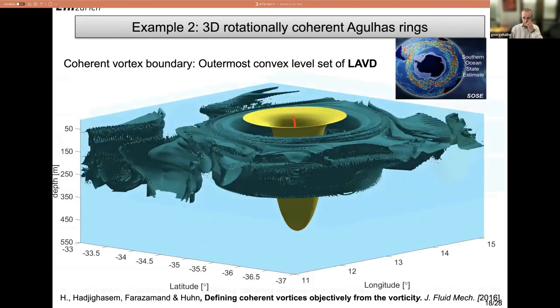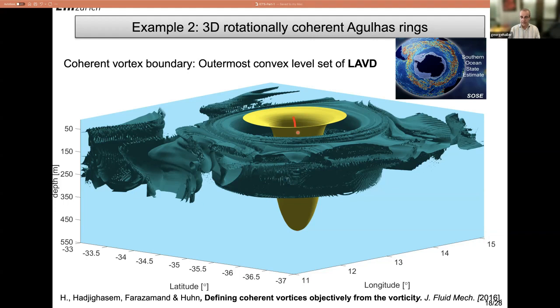Very quickly, so this is a 3D calculation from LAVD. That's the Southern Ocean State Estimate, which is a data-assimilating 3D ocean model. And this was work by Alireza Hadjighasem. He did great work. What you see here, these really messy surfaces, are the level sets of the LAVD outside the elliptic region. So this is how bad it gets, right? There's no rotational coherence there. But right in the middle of it prevails this beautiful three-dimensional eddy, and you can also identify the core of that, which is basically a ridge of the LAVD field, the maximum ridge, and Alireza identified that.